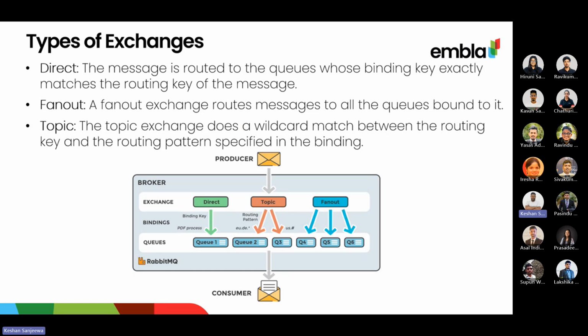I'm not going to do a deep-level explanation of these basic components of the message broker. In a direct exchange, the message is routed to the queues whose binding key exactly matches the routing key of the message. A fan out exchange routes the message to all the queues bound to it. The topic exchange does a wildcard match between the routing key and the routing pattern specified in the binding. Of these exchange types, we mostly use the topic exchange, and I'll explain it later with an example.